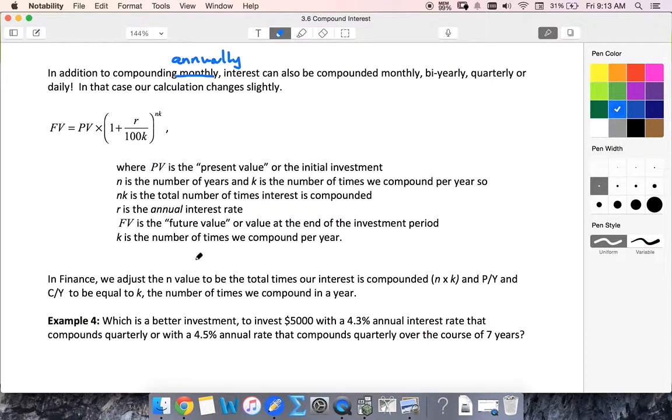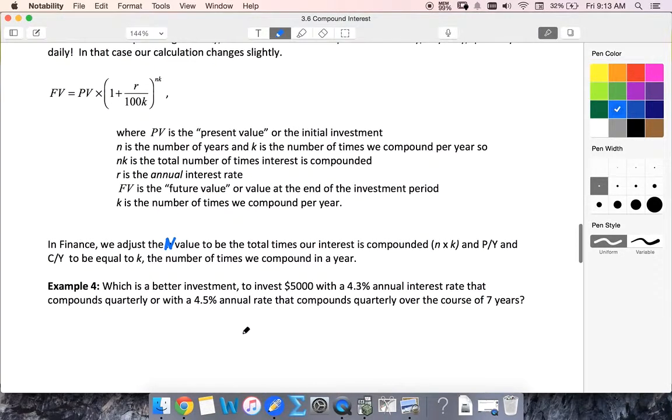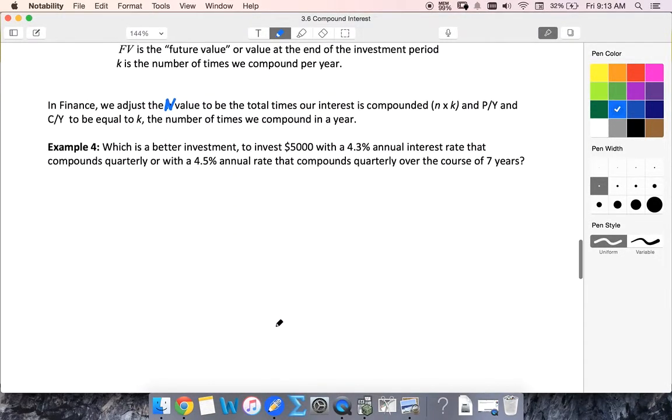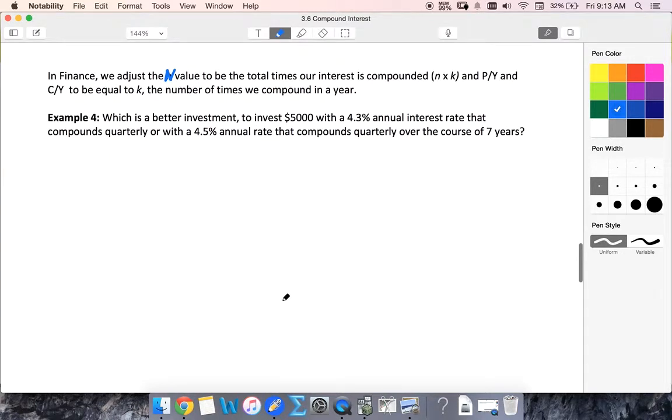So in finance app, this is the capital N value. So remember that I said capital N is compounds per year. So we put our number of years times our number of compounds, and then our payments per year and our compounds per year, that's going to be equal to K. So let's look at this. Which is a better investment? To invest $5,000 with a 4.3 annual interest rate that compounds quarterly.